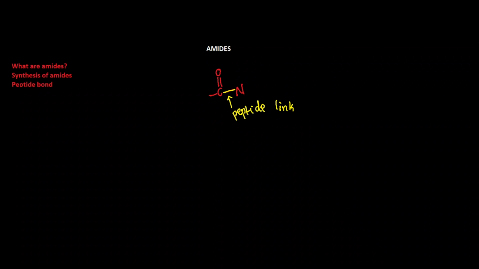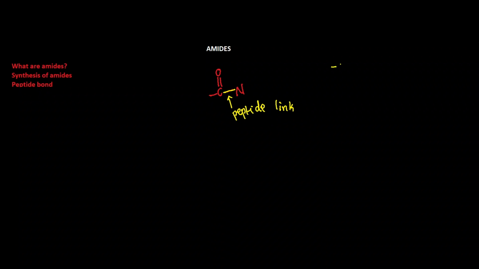Now, why is this bond so important? This bond is so important because it's actually the bond that is formed between amino acids. Now, amino acids are the basic building blocks of proteins. Okay, so proteins are formed by the combination of amino acids. In essence, proteins are polymers. Okay, proteins are polymers of amino acids.